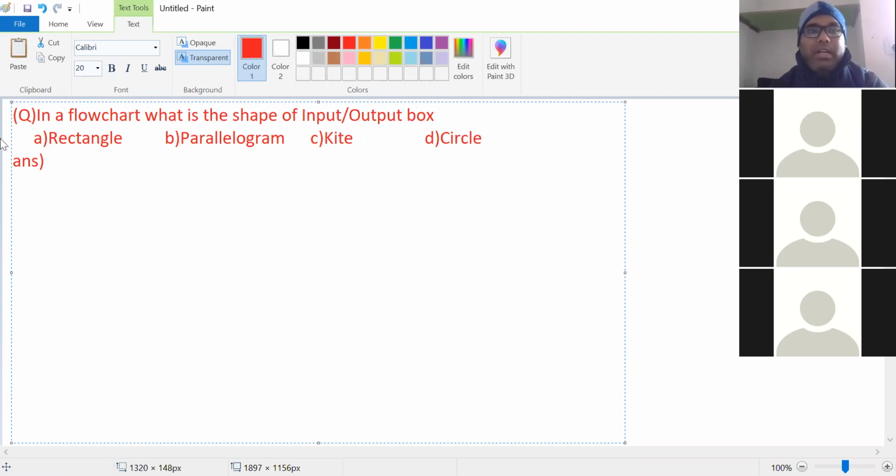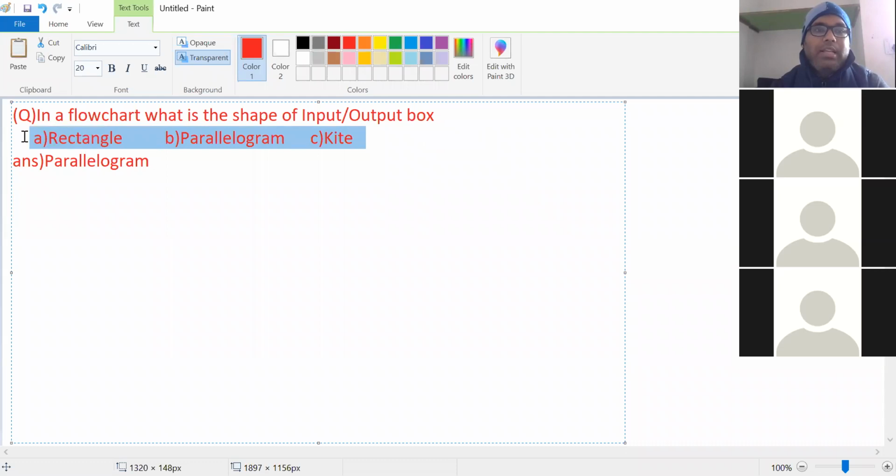Which one is the correct answer? Sir, B. B is the correct answer. Right. Parallelogram is the correct answer. All these are quadrilaterals.